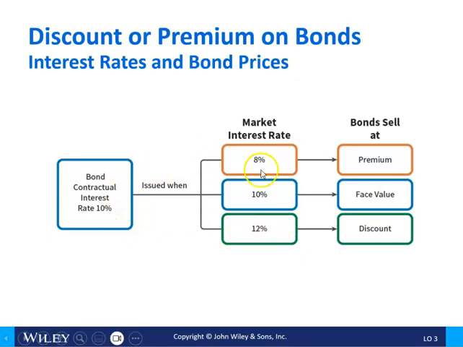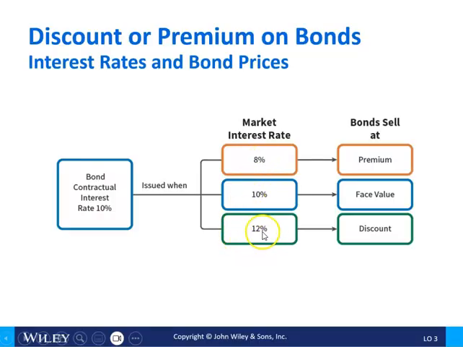If the market interest rate is lower than what we're paying, so it's 8% instead of 10%, the bonds are going to sell at a premium. So that means our investors are willing to pay a little bit more to get that 10% interest because other investments are only paying 8%.